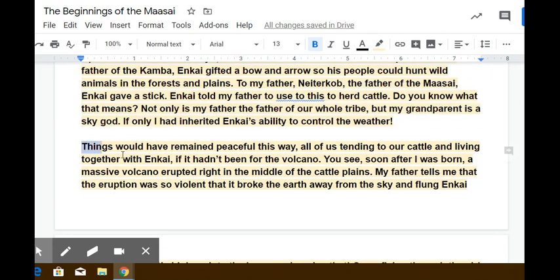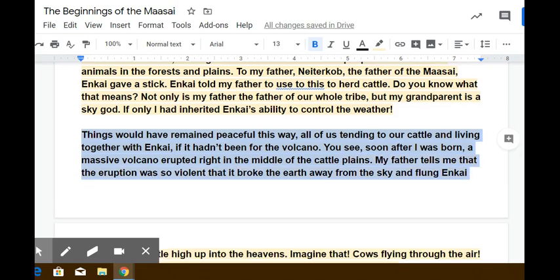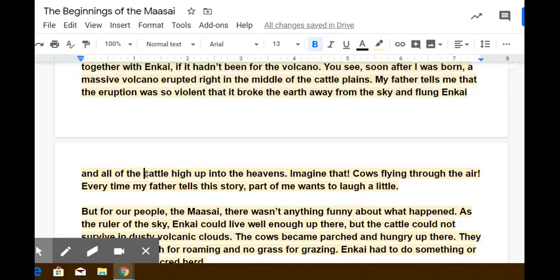Things would have remained peaceful this way, all of us tending to our cattle and living together with Enkai, if it hadn't been for the volcano. You see, soon after I was born, a massive volcano erupted right in the middle of the cattle plains. My father tells me the eruption was so violent it broke the earth away from the sky and flung Enkai and all of the cattle high up into the heavens.